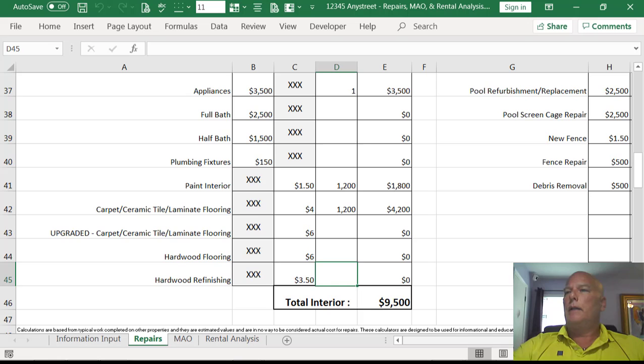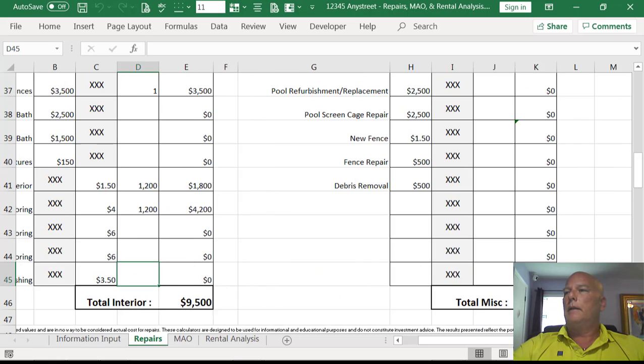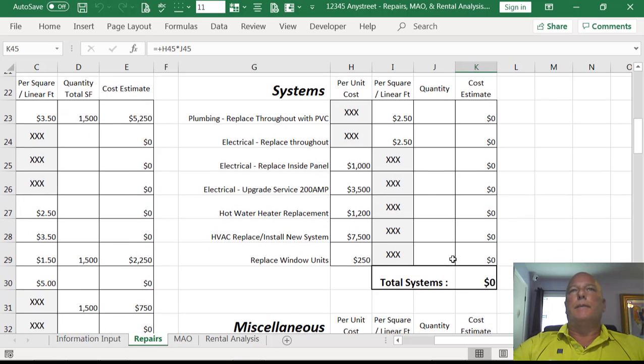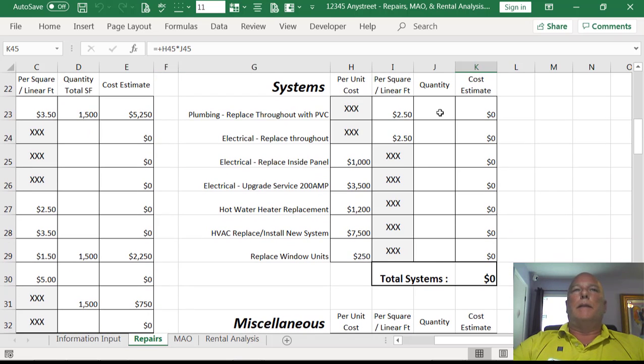And then moving over here, if it's going to let me, there we go. Up here, systems. If you know the plumbing's really horrible, they've got lead pipes and all that kind of stuff, and you want to change it all out to PVC, then you just put in your heated square foot. So you can say 1,200 is your heated square foot. That would come out to $3,000. You can get all your plumbing done.